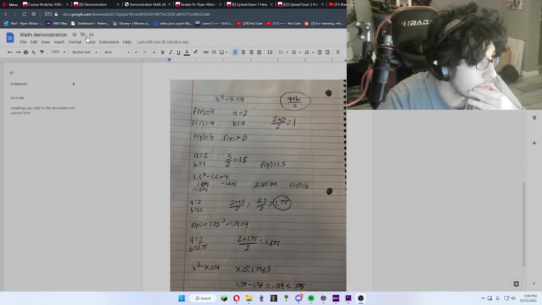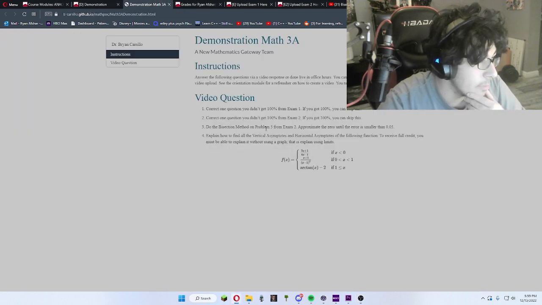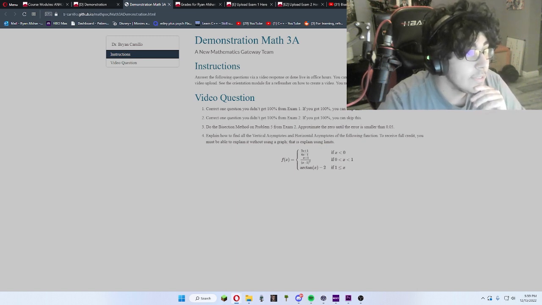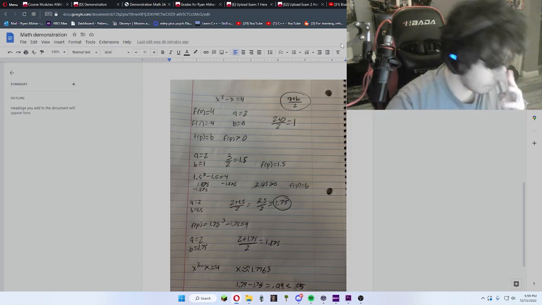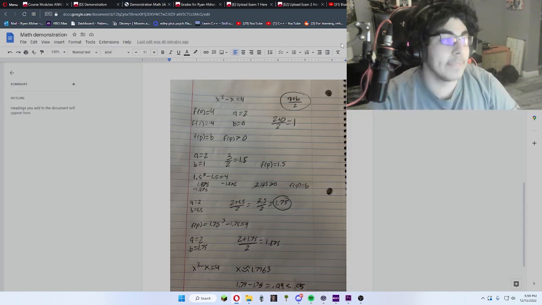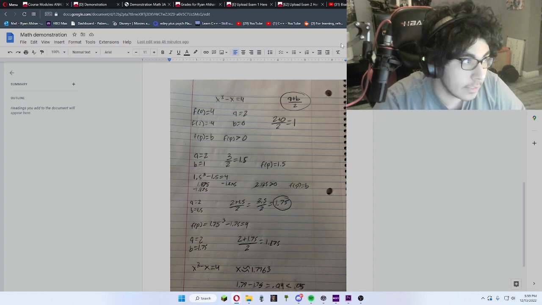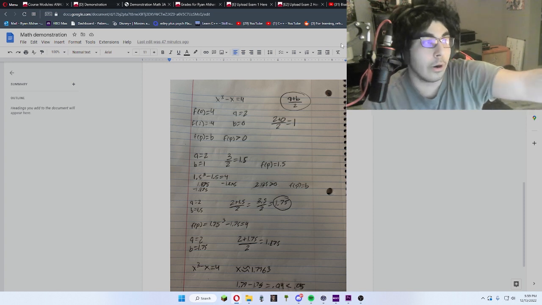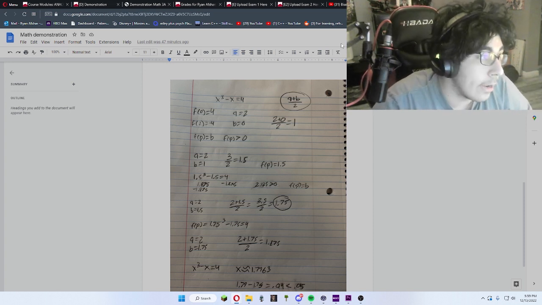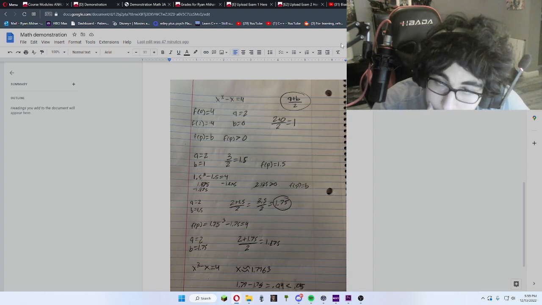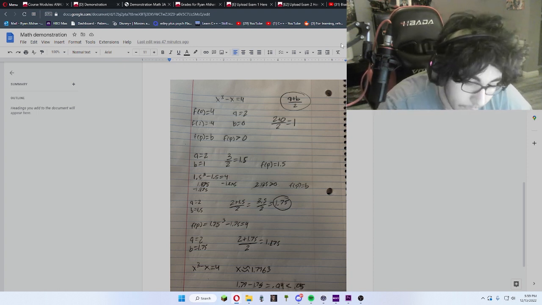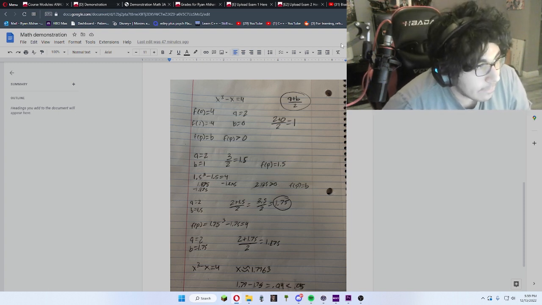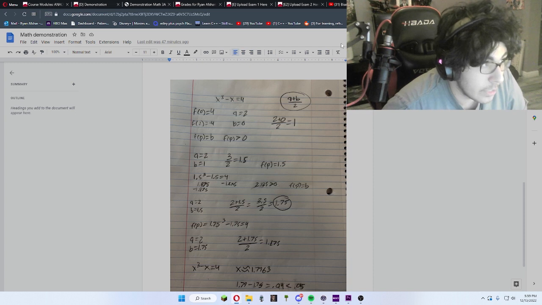Now for question three, I believe, do the bisection method on problem 5 from exam 2. Approximate the zero until the error is smaller than 0.05. Now this is a bit complicated, but I think I grasped the concept pretty well. The equation is x to the third power minus x equals 4. The first two numbers I used were 0 and 2. So I got f of 0 equals 4 and f of 2 equals negative 4.